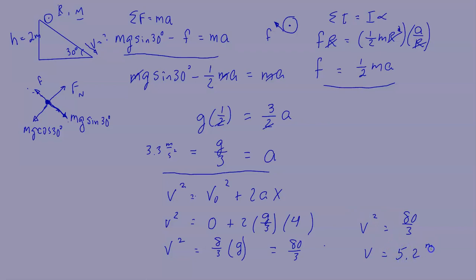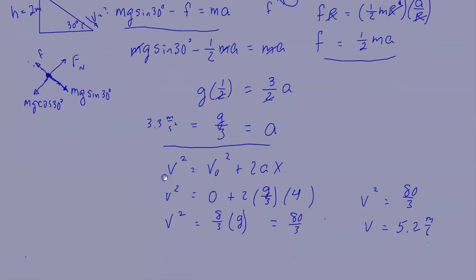So about 5.2 meters per second. All right, so we're able to figure out the acceleration and use the acceleration and kinematics to figure out the velocity at the very bottom. Now, as you know, this is not the easiest way to do it. Let's go ahead and do the same exact problem and use easier methods.